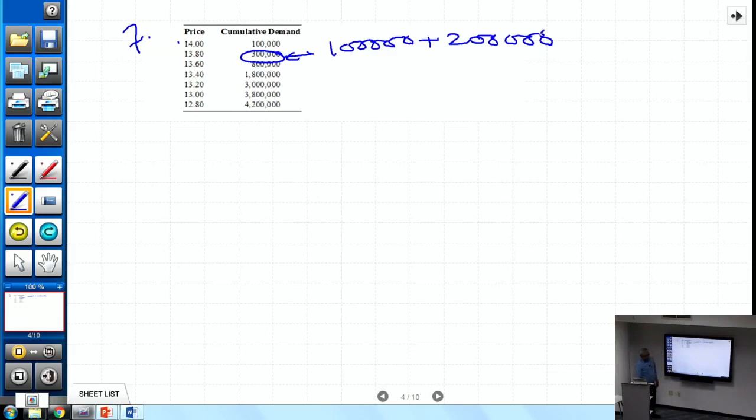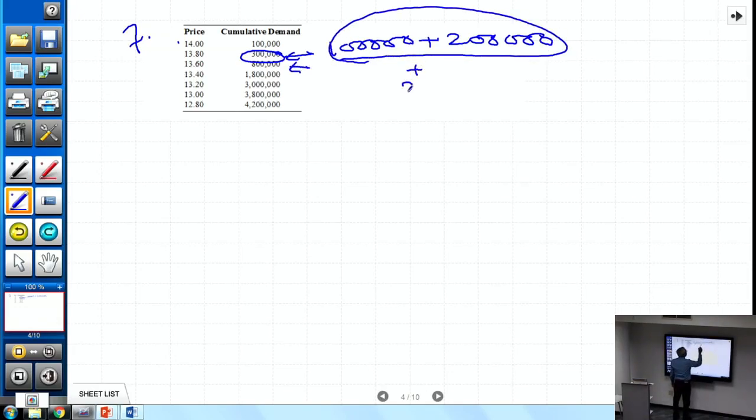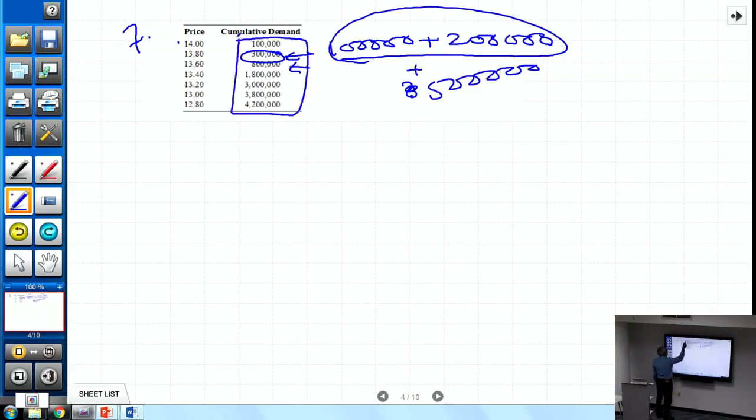That gives me 300,000. The next highest offer is 13.60. So the cumulative offer would be, we take this and we add to that the next offer, which is 500,000, that gives us 800,000, and so on and so forth. So over here, what we are looking at is cumulative demand. This is the key part. What we had in the original table was the number of shares. Now we are looking at cumulative demand. Now once we have that, then the question is, how many shares would be sold?